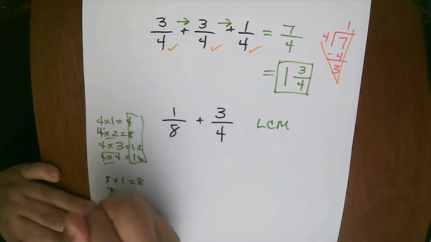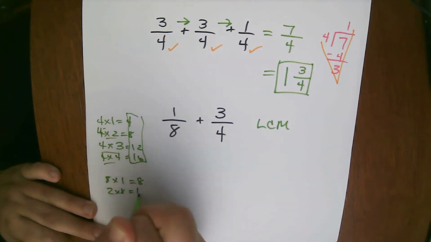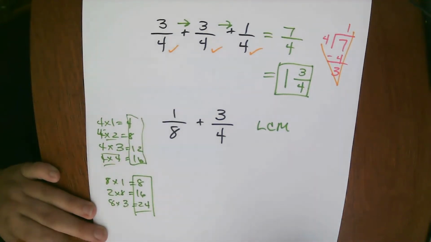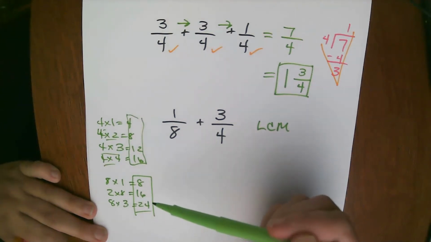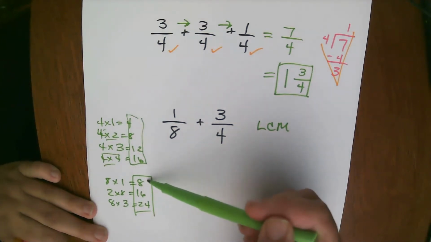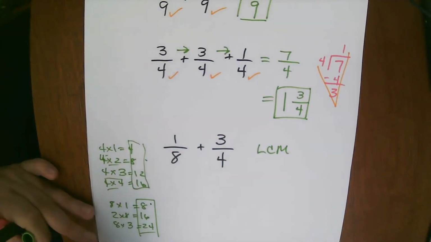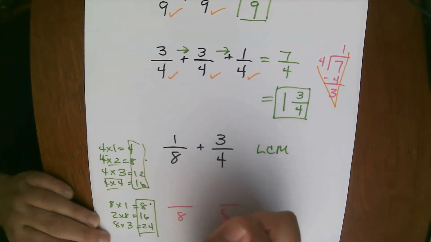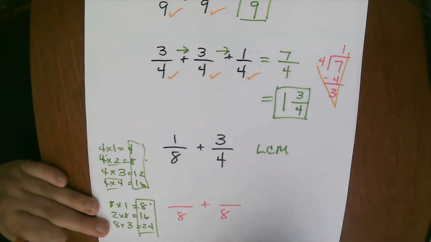Now, multiples of 8. Well, 8 times 1 is 8. 8 times 2 is 16. 8 times 3 is 24. I just only listed a couple. So you probably can already see it. What's the least one they have in common? The smallest one they have in common? Well, it's 8. So that is going to be our LCM.